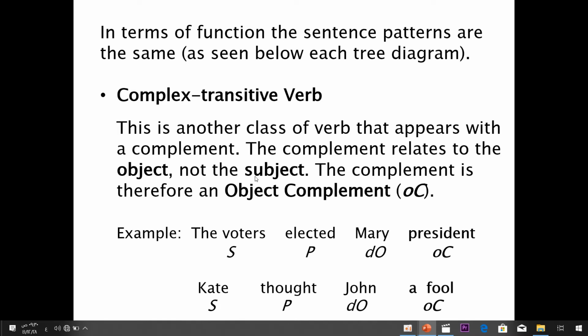As you see, here I have a sentence: the voters elected Mary. So, the voters elected Mary president. President is a complement of object. You cannot say the voters elected Mary and then stop. Elected what? President. The voters is the subject, a noun phrase, and elected is the verb, a complex transitive verb, and Mary is the direct object, and president is a complement of object.